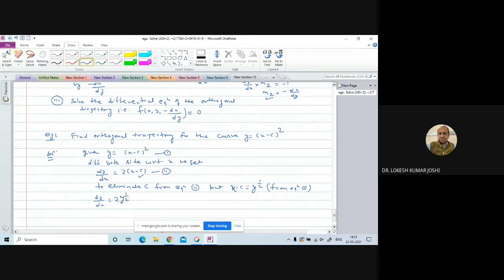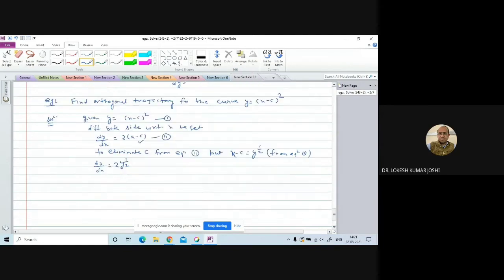It is 2y to the power half. Now, step 2. Now we have to move on to step 2. Step 2 is replace dy/dx with minus dx/dy in this equation. If we replace dy/dx with minus dx/dy, what will happen? Let us check. Minus dx/dy equals 2y to the power half.